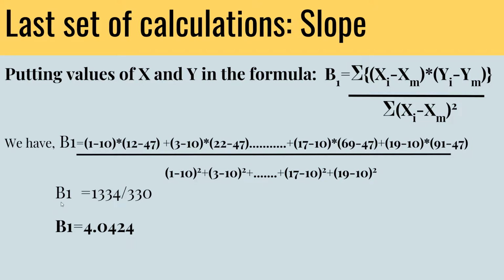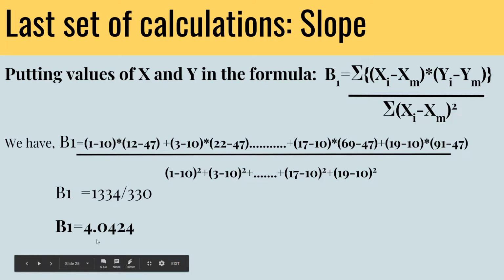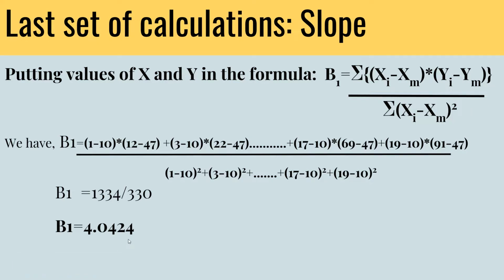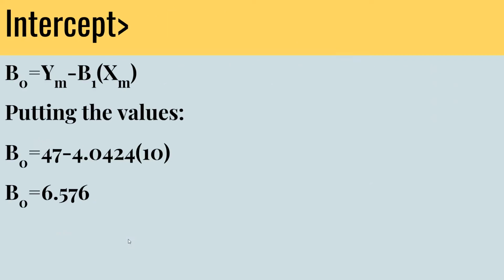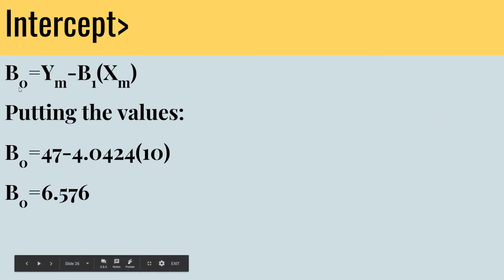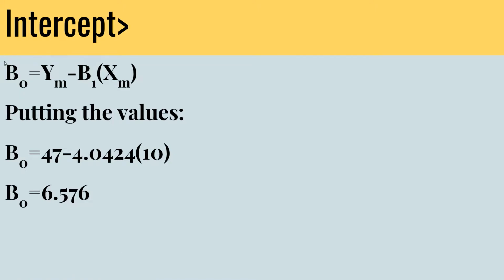So from these calculations we finally get the value of b1, 1334 divided by 330, and that gives us the value of our slope parameter, which comes out to be 4.0424. So we've already placed these values for the slope parameter. Now we use the slope parameter to calculate the intercept parameter, and as given by our equation, we simply put the y mean 47, the b1 value of 4.0424, and the x mean value of 10, and we acquire a value of b0 to be 6.576.